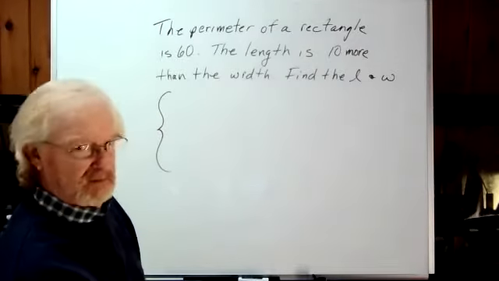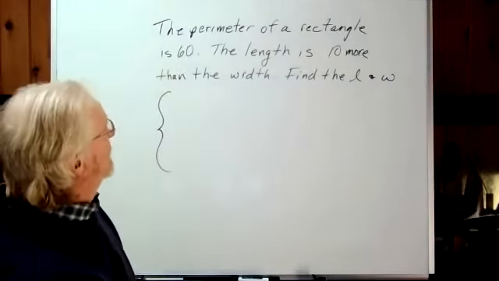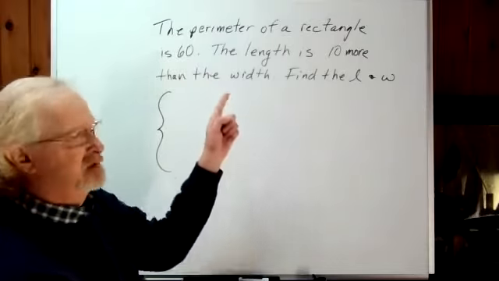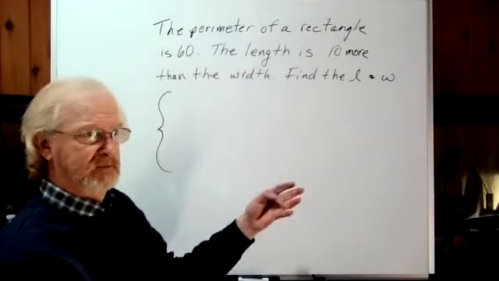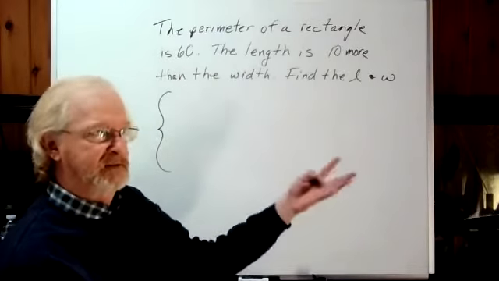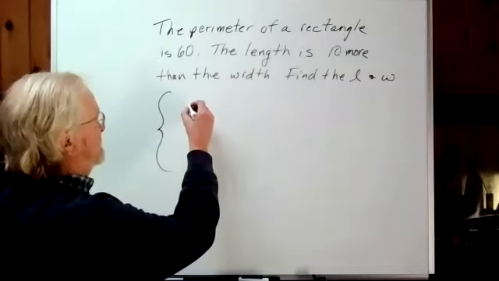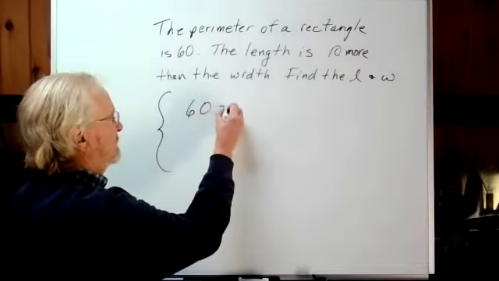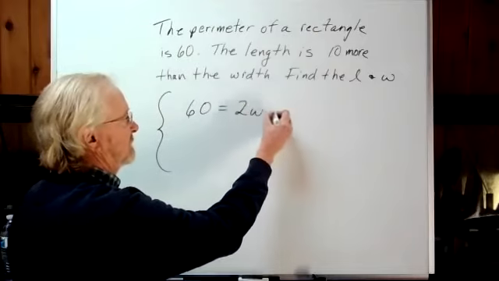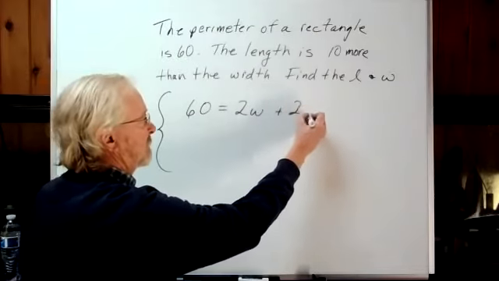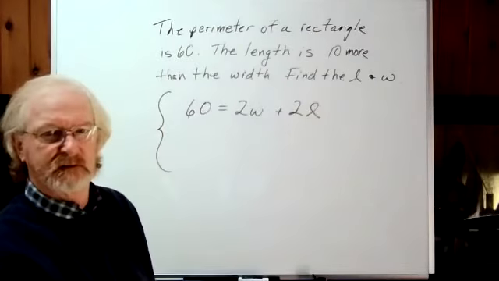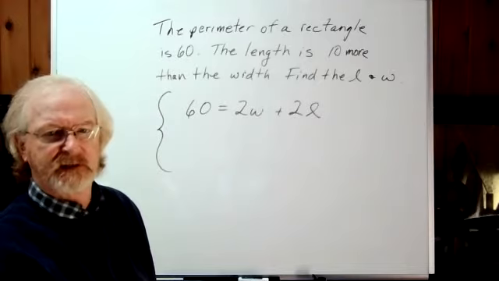So hopefully you're on your way here. If I'm writing a perimeter equation, remember our basic formula: the perimeter equals twice the width plus twice the length. I'm told the total already, so I can say that 60 equals twice the width plus twice the length. That's what we're hoping for the first equation.